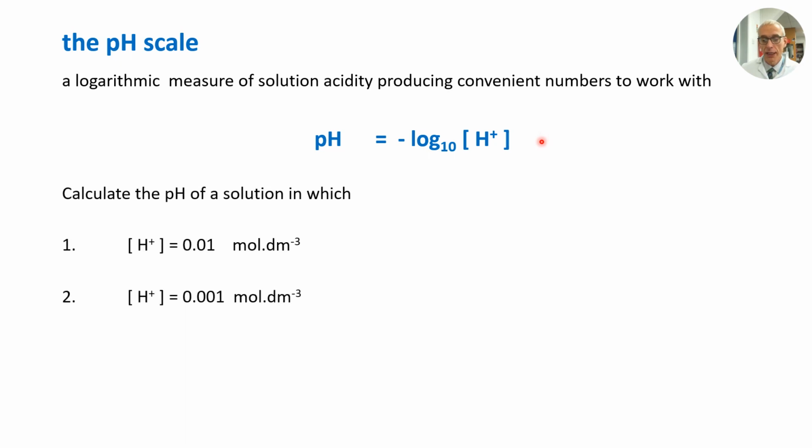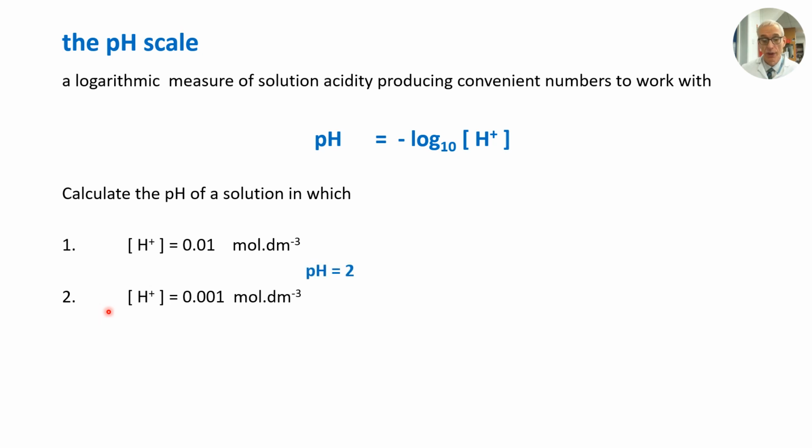So applying that formula, could you calculate the pH of these two examples? The concentration of hydrogen ions at 0.01 moles per decimeter cubed and then at 0.001 mole per decimeter cubed. Come back to check your answer.